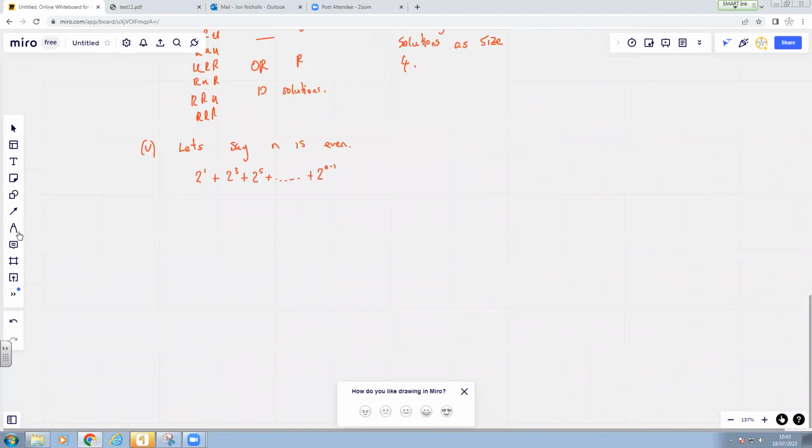Now it's important to note, though, how many terms are there in this sequence in terms of n? Well, as it turns out, there are n over 2 terms. And I think this is the most subtle part of the question in this sequence. Now, why are there n over 2 terms?